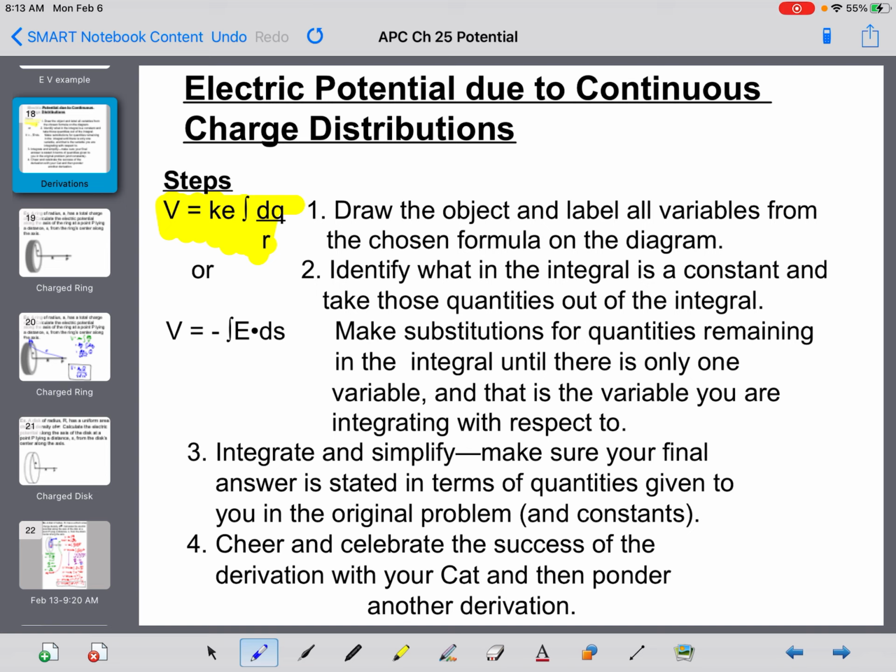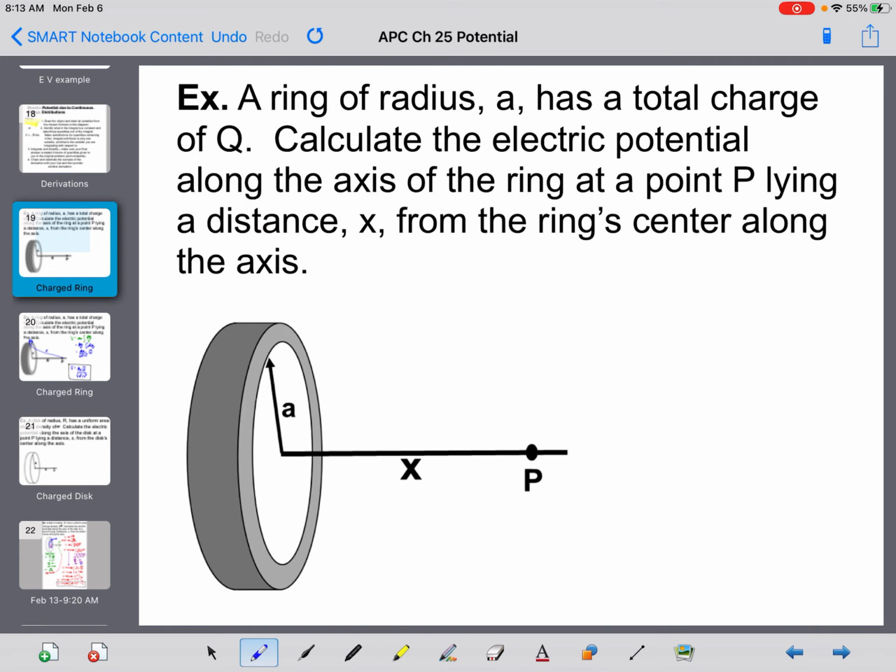Notice in these derivations there's one key step that's missing. We're not doing anything by symmetry. That's because electric potential is not a vector quantity, and so you won't have those symmetry substitutions. You won't have those vector type substitutions. So let's dive right in.